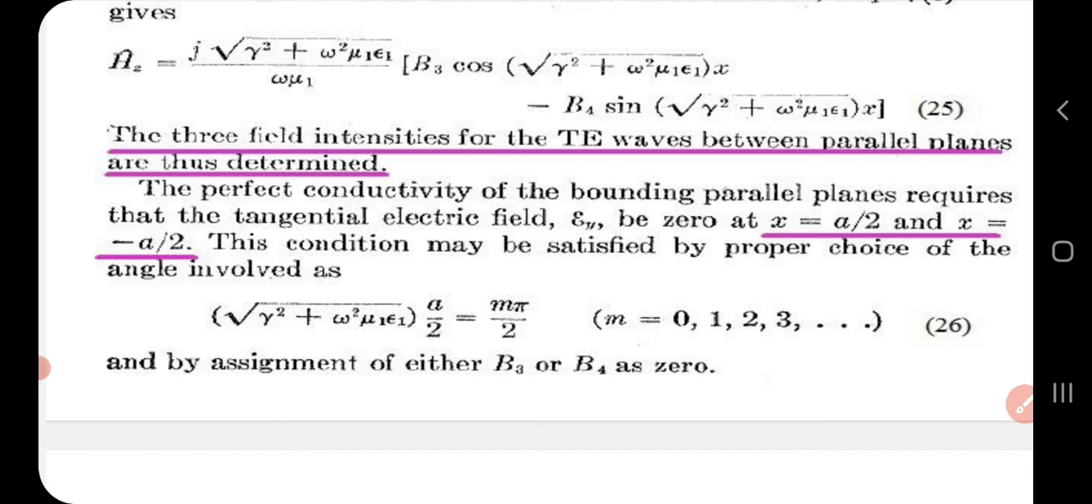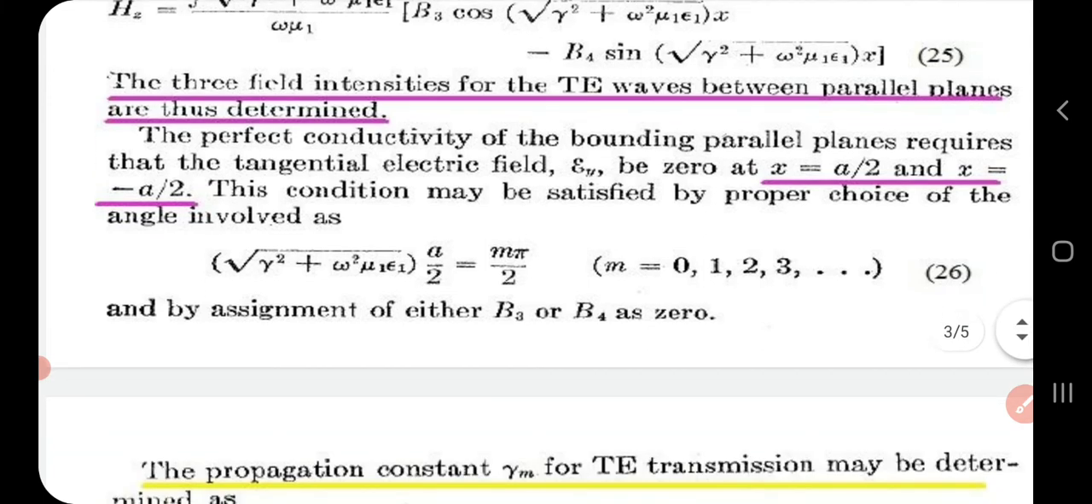Now, as already said, we assume that the plates are conducting. So the perfect conductivity of the planes requires that the tangential electric field, that is Ey, be 0 at the points x equal to a by 2 and x equal to minus a by 2. This condition will be satisfied with proper choice of the angle involved, as we have seen the same equation in the case of TM wave, right? And that apt choice for the angle involved is given by equation 26 and by assignment of either B3 or B4 as 0.